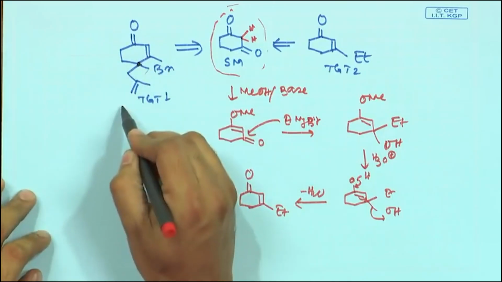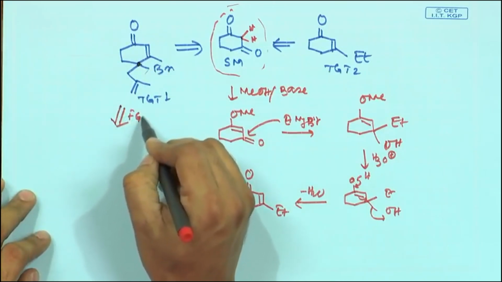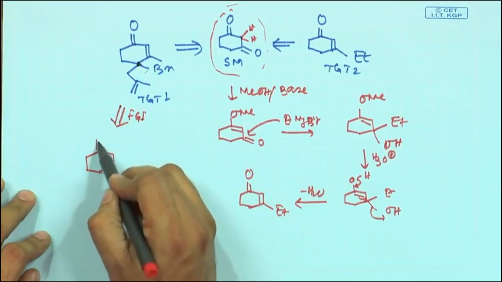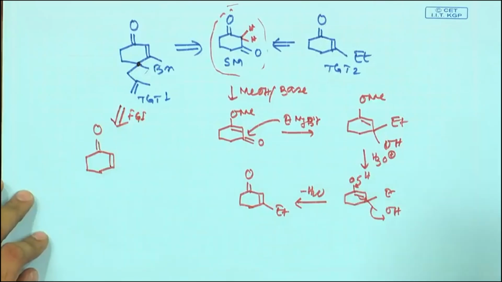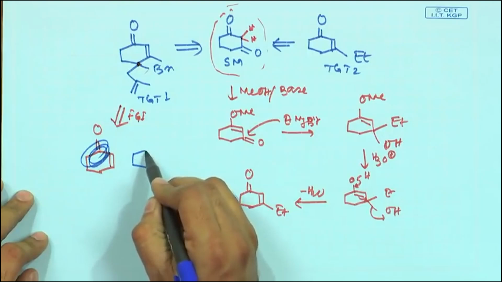So, do a very conventional retro by a functional group interconversion, and you will come to a structure which we have... say, okay, it is a wrong structure we drew here.